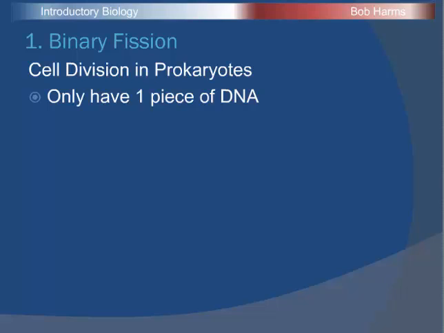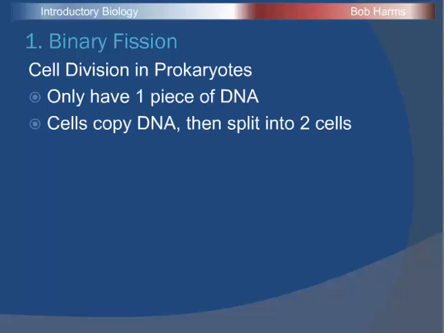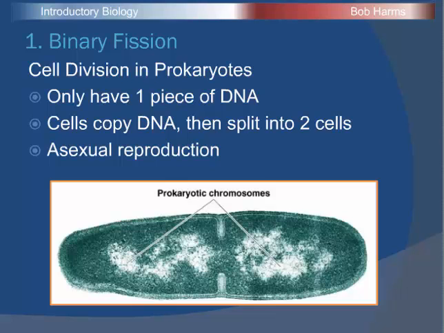Now, prokaryotes typically have one large piece of DNA, and so unlike us, eukaryotic organisms that have many pieces of DNA in our cells, prokaryotes just have one. It's usually a circular piece of DNA. And so cell division is going to be relatively simple. They're going to copy that piece of DNA, and then the cell is going to split into two new cells, making sure that each cell gets a copy of that single piece of DNA. And this is a form of asexual reproduction. Asexual reproduction meaning we're creating a new generation without sex, without mixing up of the genetic material.